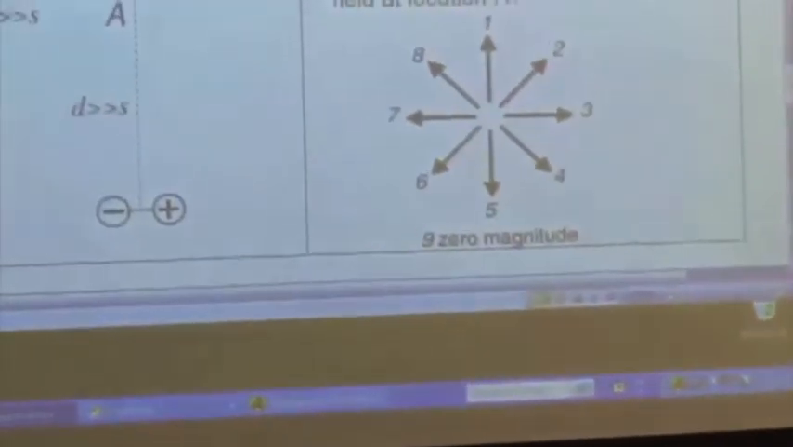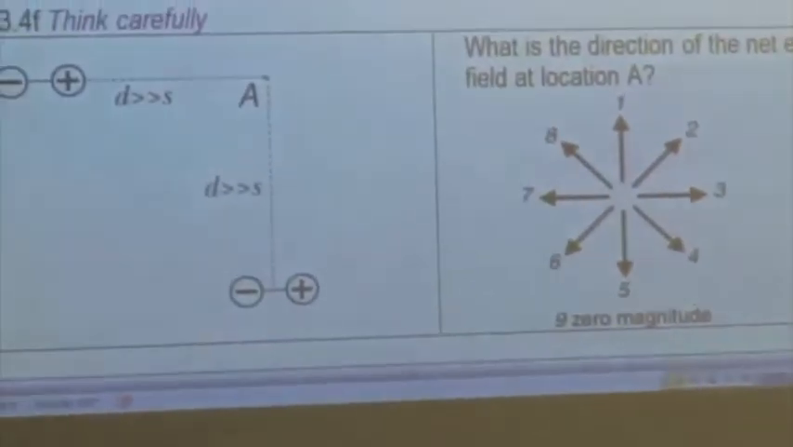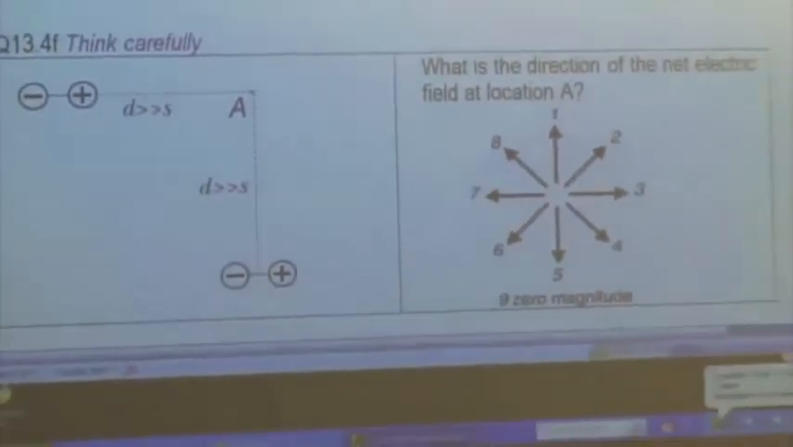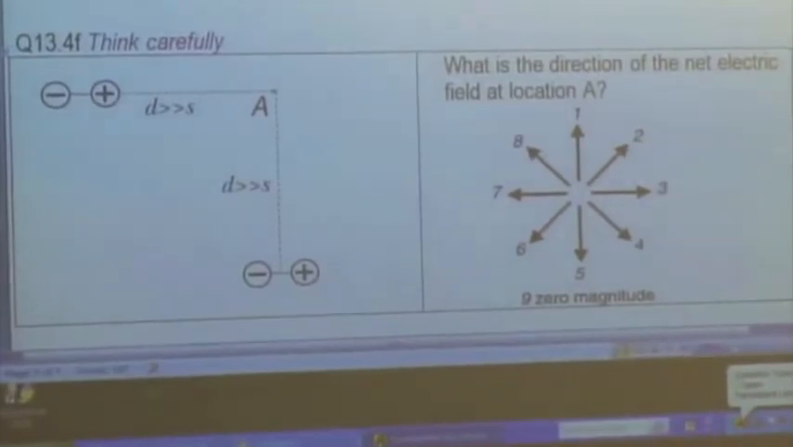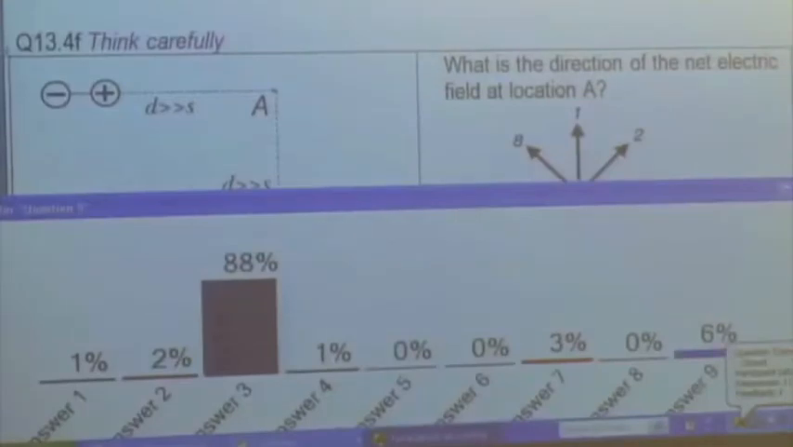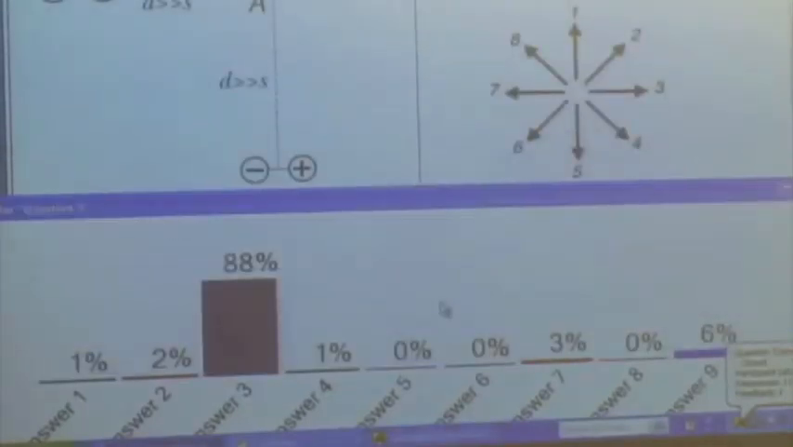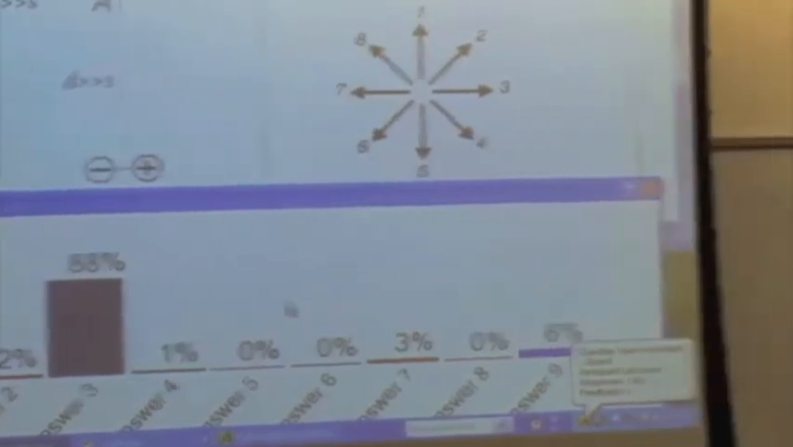Change things around a little bit. Same question. Well, different question. What's the direction of the net electric field at location A? Net electric field at location A. Okay, most of us are saying answer number 3. Again, you do the same thing. You have to think about the direction of the electric field due to each dipole.